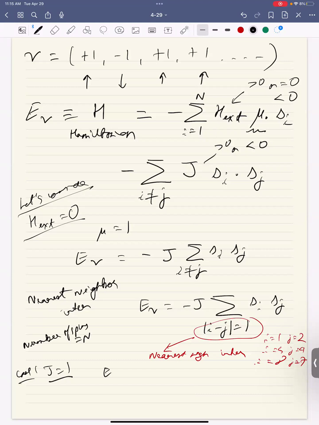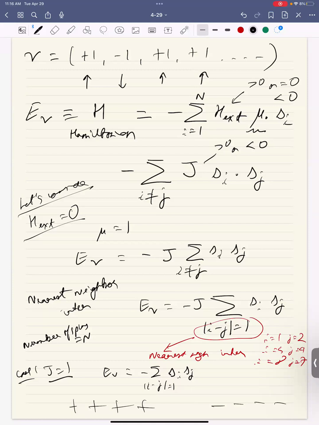So if J is equal to 1, E nu is equal to minus the summation over i minus j equal to 1. They all have to be of the same direction. It will be minimized if all are plus, plus, plus, plus, plus, or minus, minus, minus, minus. And you cannot distinguish between both of these, right?